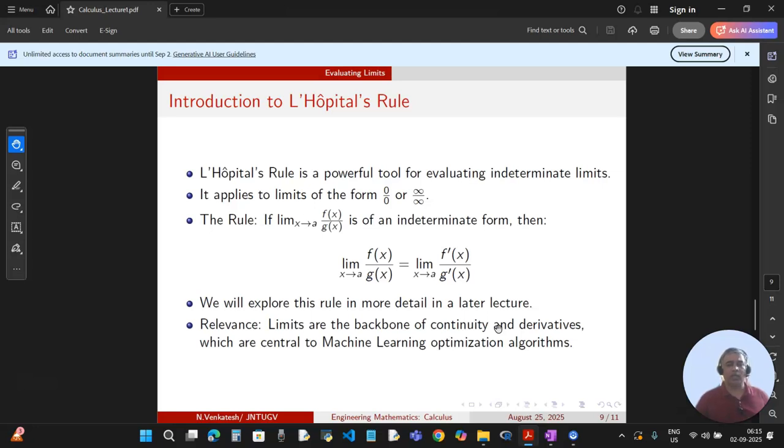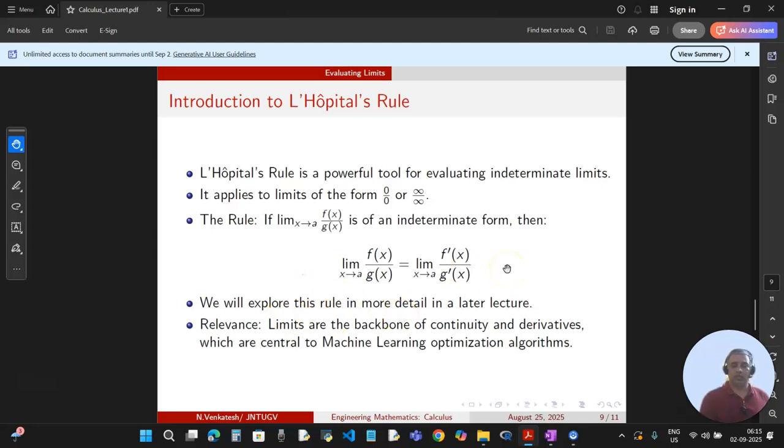So now, there is another form. Whenever limits are in the indeterminate form like infinity by infinity, you can use a powerful tool called L'Hospital rule. So what we do is, when you have limit x tends to a, f of x by g of x, and both f of x and g of x are giving either 0 by 0 or infinity by infinity, then this limit is the same as limit x tends to a of the derivative of f by the derivative of g. So f dash x by g dash x.